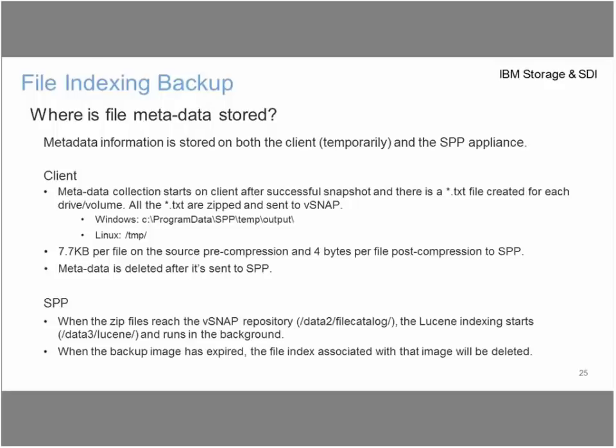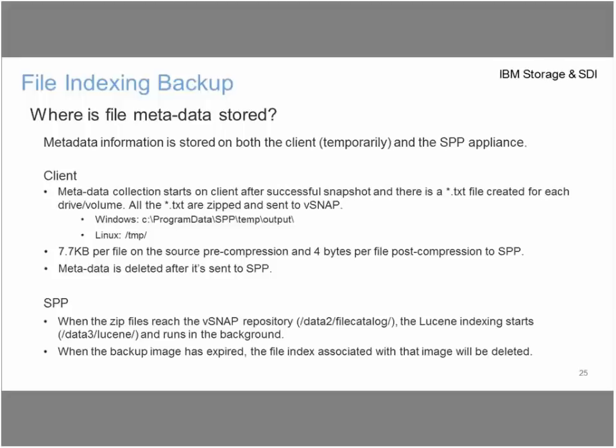So the long and short of this is you do need to make sure that there is available capacity, although not a ton is needed. You do need to make sure there is some space available on the virtual machines to store this indexing data, at least temporarily. You can see the numbers there. You need about 7.7 kilobytes per file on the virtual machine itself to store the index, and then it's about 4 bytes after compression to Spectrum Protect PLUS, right? The metadata on the client is deleted after it's sent to Spectrum Protect PLUS, so it's not something that's going to grow over time, right?